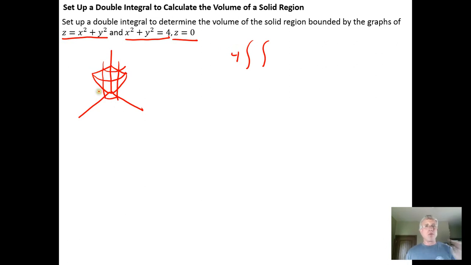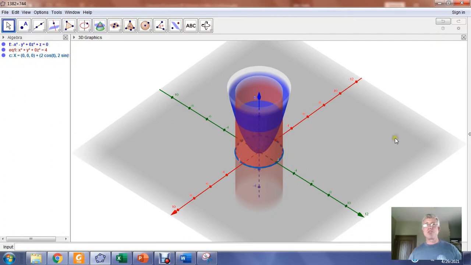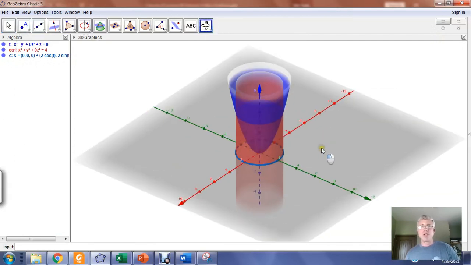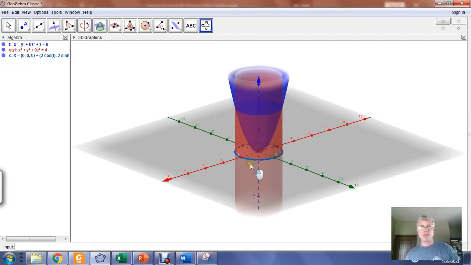And what I want to recognize is that I want the volume between the plane and the surface. The surface above is actually going to be the paraboloid. And if you were having a hard time visualizing things, again, what you want to do is graph it in GeoGebra until you get good at drawing and visualizing. So here's my cylinder, x squared plus y squared equals 4. Here's the paraboloid, x squared plus y squared. And it's going to be the volume between the xy plane right here and the surface above.